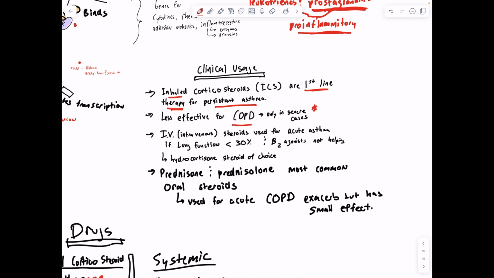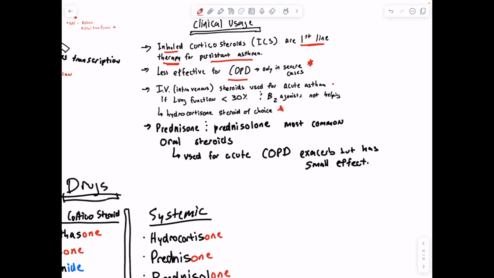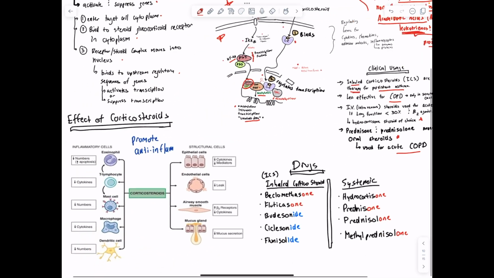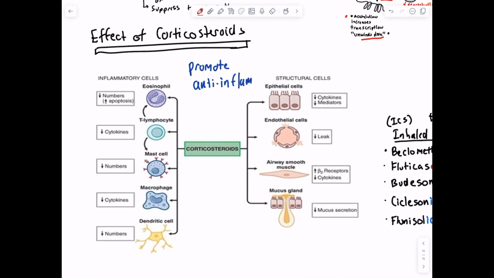Intravenous steroids are used for acute asthma if lung function is less than 30% and beta agonists are not helping. Hydrocortisone is the steroid of choice if you're using IV steroids. Prednisone and prednisolone are the most common oral steroids, taken through the mouth, used for acute COPD exacerbation, but with a relatively small effect. What are the effects of these corticosteroids on individual cells?